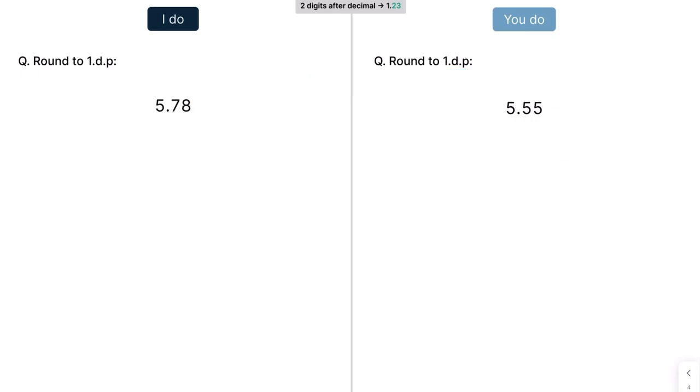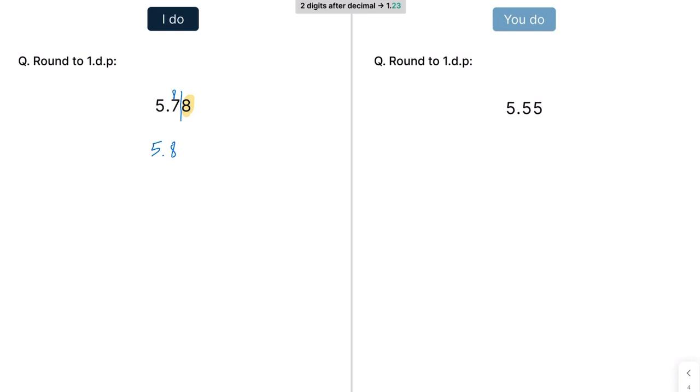So with this one, again, it says round to 1 decimal place. We're going to draw a line after the first decimal place, which is there. We're then going to look at the decider, which is 8. Now, because the decider is greater than or equal to 5, we're going to round up. So the 7 becomes an 8. So our answer is 5.8.